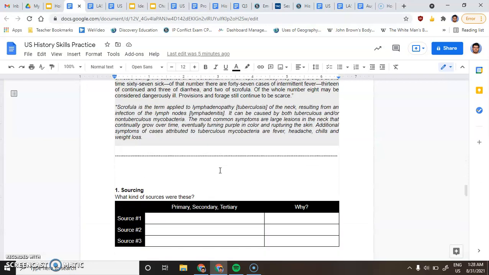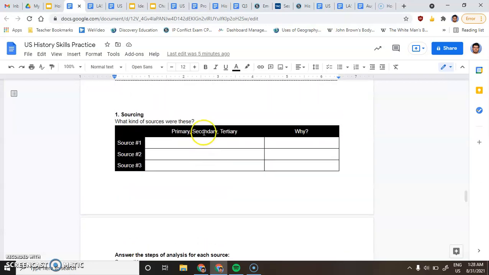You're going to come down to the very bottom, and you are going to answer this question. For the source, you're going to go source number 1, source number 2, source number 3, primary, secondary, tertiary, and then you're going to list your reasons why. We've done this before, so we should be good on that.